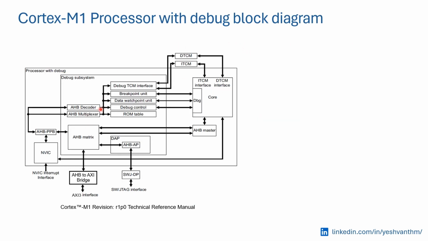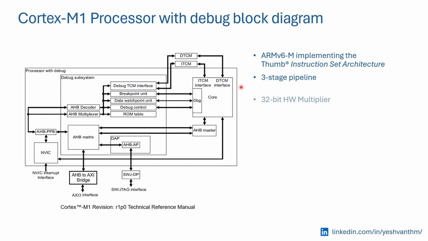This is the block diagram of a Cortex-M1 processor. It's based on the Cortex-M0 architecture with additional TCM interface and an obfuscated RTL. It's based on the ARMv6-M architecture and implements the Thumb instruction set. It has a 3-stage pipeline, which is the fetch, decode and execute stages.